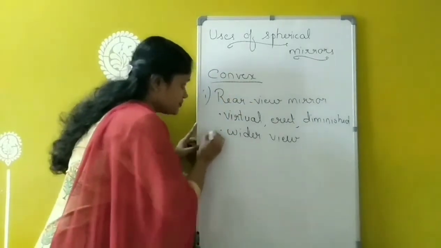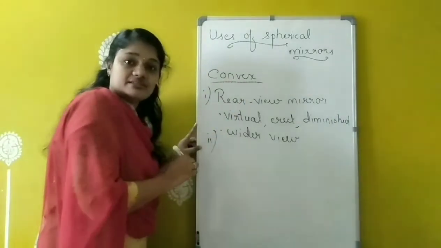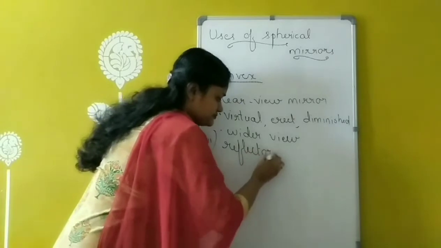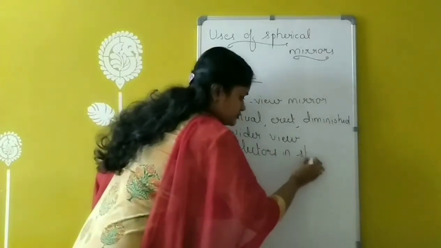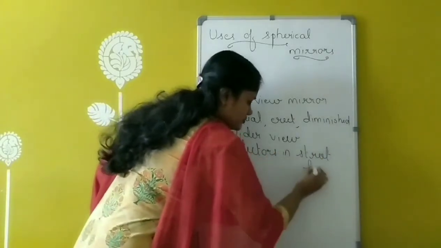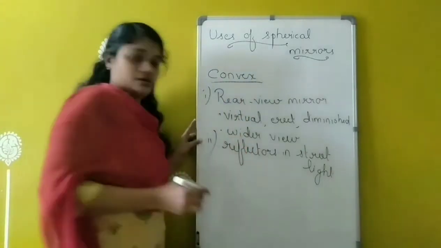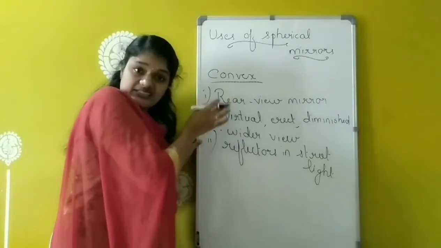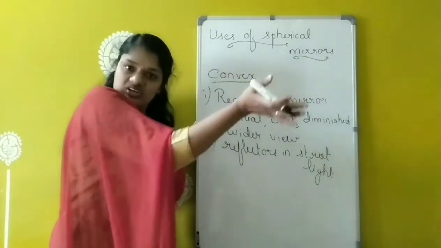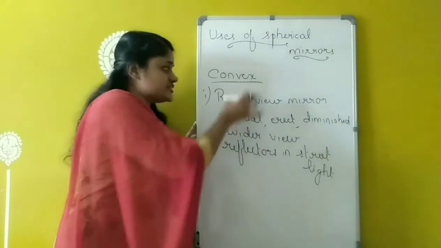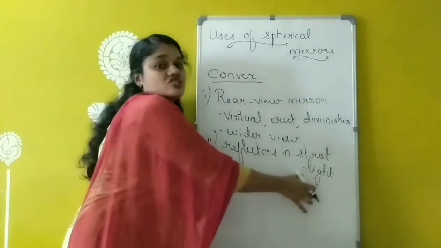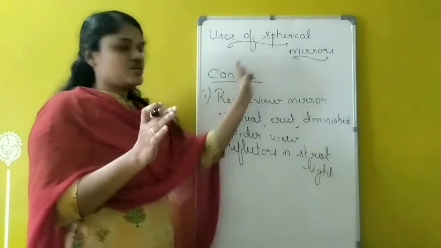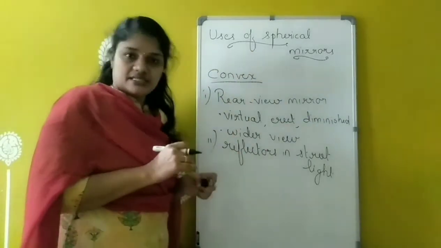Then the second one, the convex mirror is used as reflectors in street lights. I already told you the convex mirror is a diverging mirror. Since the convex mirror is a diverging mirror, light rays will be diverging here. That is the reason we are using convex mirrors as reflectors in street lights, because in street lights the light rays have to be diverged.